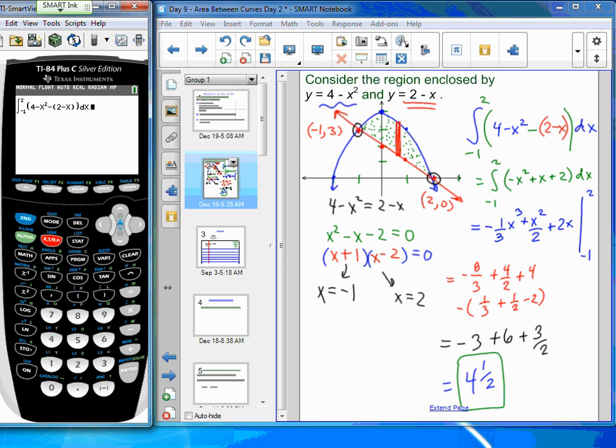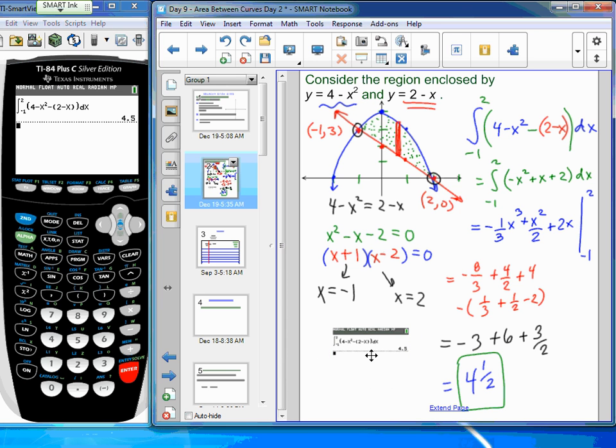So depending upon your calculator, you may have just fnInt for definite integral. Then you do expression, comma x, comma lower limit, comma upper limit, right paren, enter. In any case, we'll let it do its magic and voila, I'm getting 4.5 twice. That's good news.